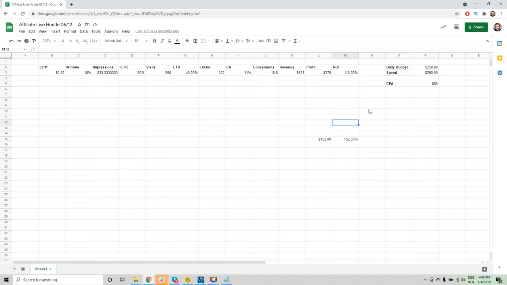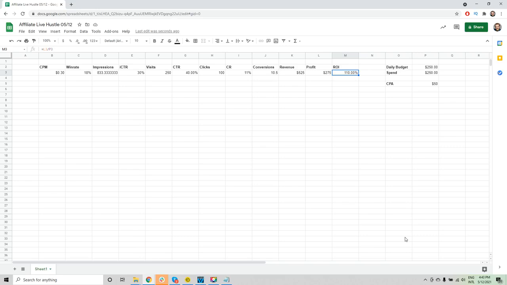Okay, all right, new scenario. So we're going to work from here, all right? We have a campaign with a CPM of 30 cents, a win rate of 18%. So we have about 833 impressions. CTR stays the same. 250 visits, 40% CTR, 100 clicks, 11% CR, 10.5 conversions. Let's say it's an upsell or something. Then we have a revenue of $525 and a profit of $275, giving us 110% ROI.